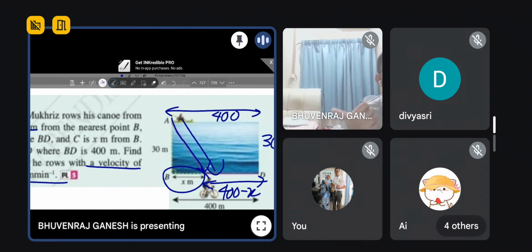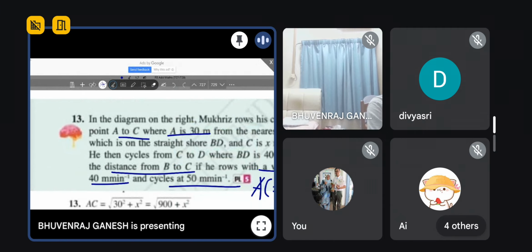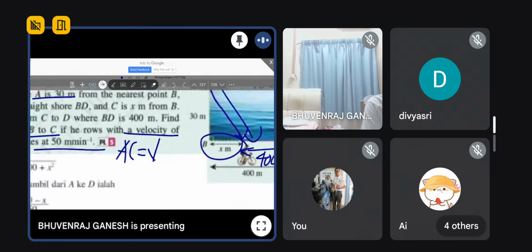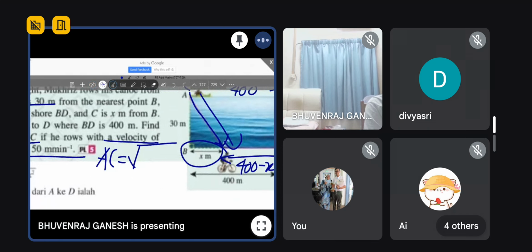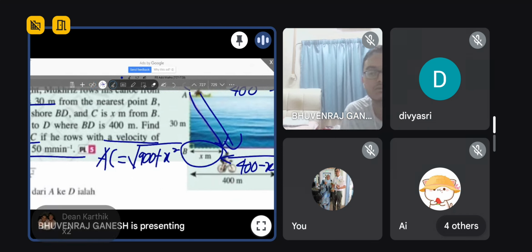Okay, guys. So first equation, you see a right angle, means that you must do what? You must use Pythagoras theorem. So basically you will get AC is equal to square root of 30 squared, which is 900, plus x squared. This is your first equation. But of course you must have a second equation, because the second equation can only help you to solve.